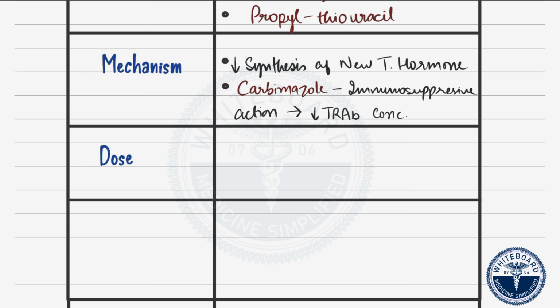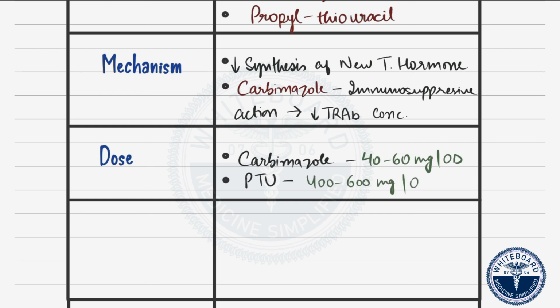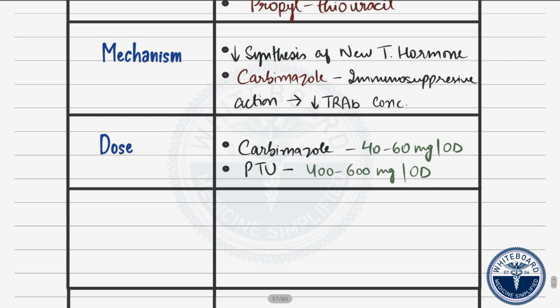Antithyroid drugs are typically introduced at high dose. Carbimazole should be given at the dose of 40 to 60 milligrams daily. For propylthiouracil, 400 to 600 milligrams daily. Although lower doses are reasonable in individuals with only modest elevation of T4 and T3.